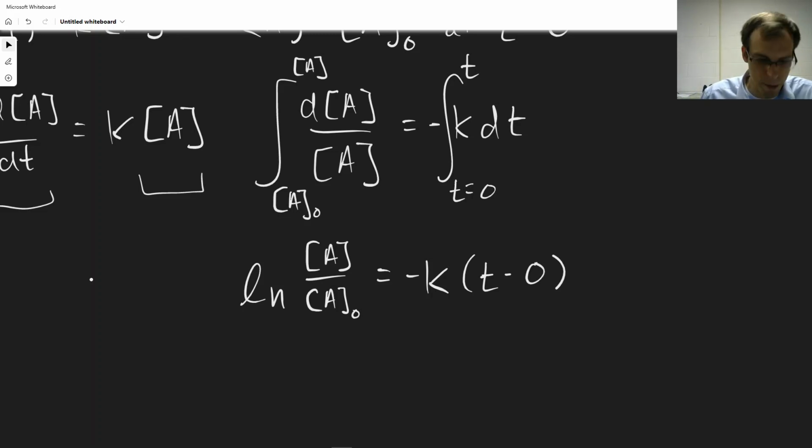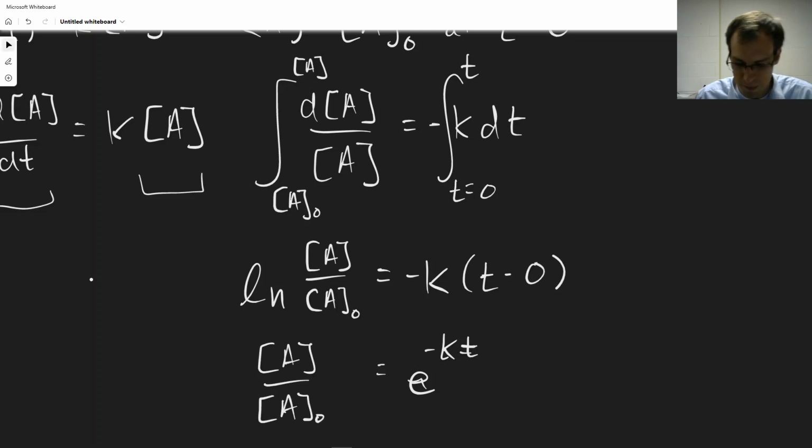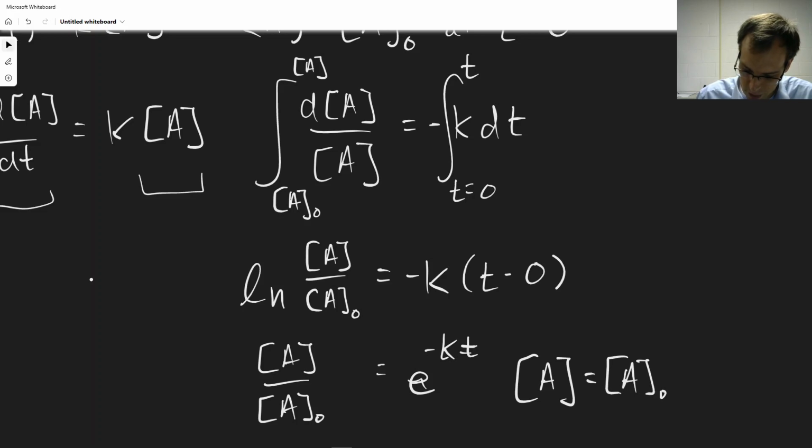We can rearrange this. The more common way this is expressed is to take the exponential of both sides. So we'll get an e to the minus kt over here. And on the left-hand side, we'll have concentration of A over A naught, because we're taking the opposite of an exponential. And then we can say the concentration of A is equal to the initial concentration times e to the minus kt. So a first-order reaction has an exponential dependence in terms of how the concentration of A changes over time. So the concentration of A will decrease exponentially from its initial value, and k is the constant that tells us how quickly that happens.